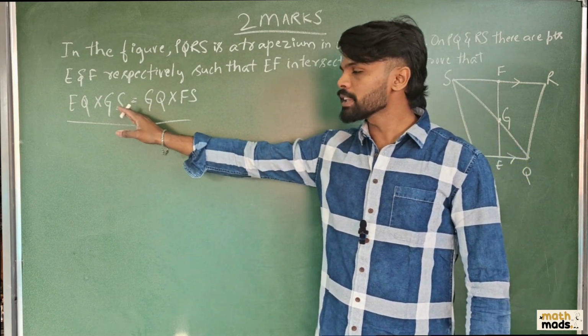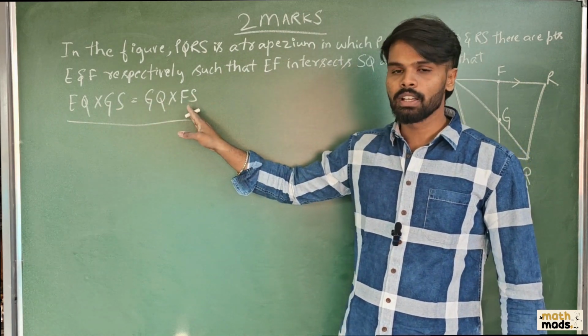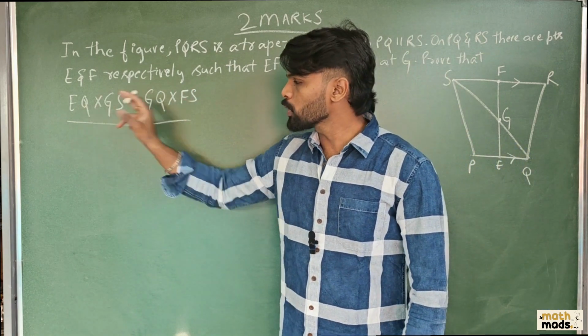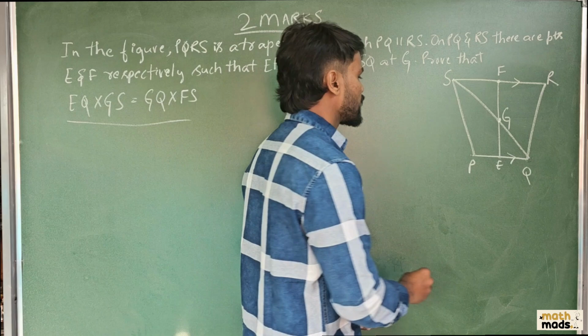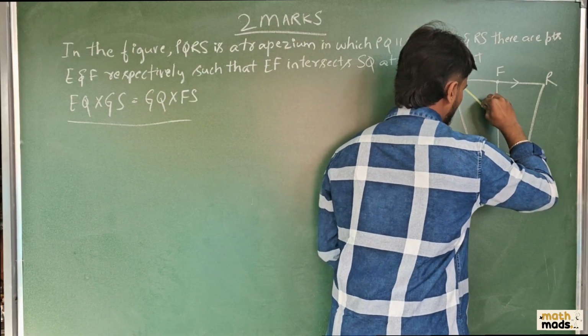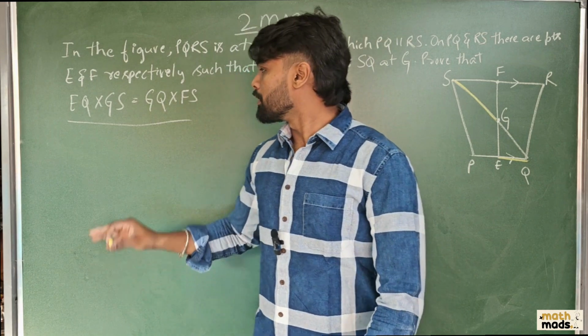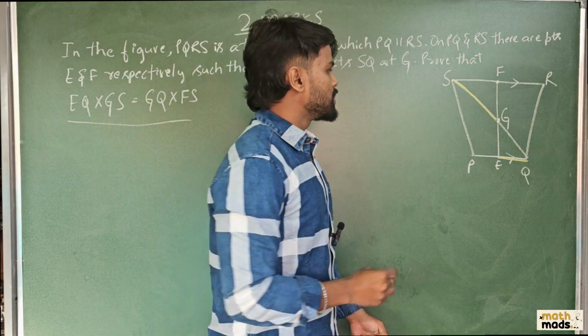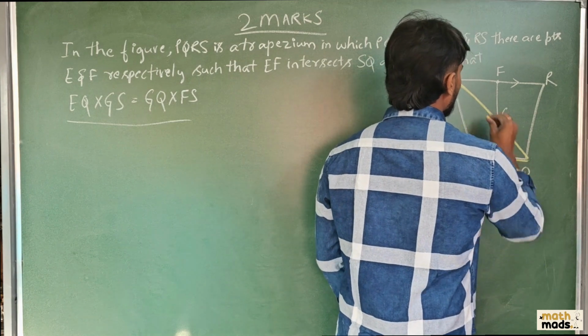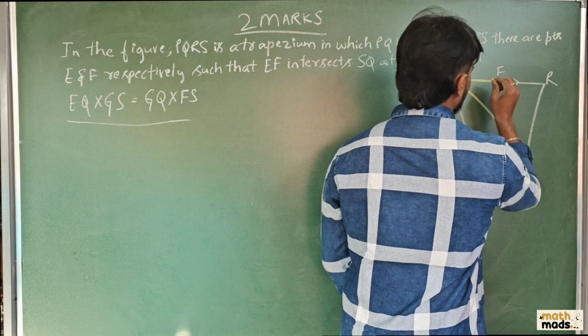Now for proving this product is equal to this product, we should first identify where those sides are lying. Correct? EQ and GS. Let me identify where those sides are. EQ is here and GS is here, this line. Similarly, where is GQ and FS? GQ is here and FS is here. Correct?